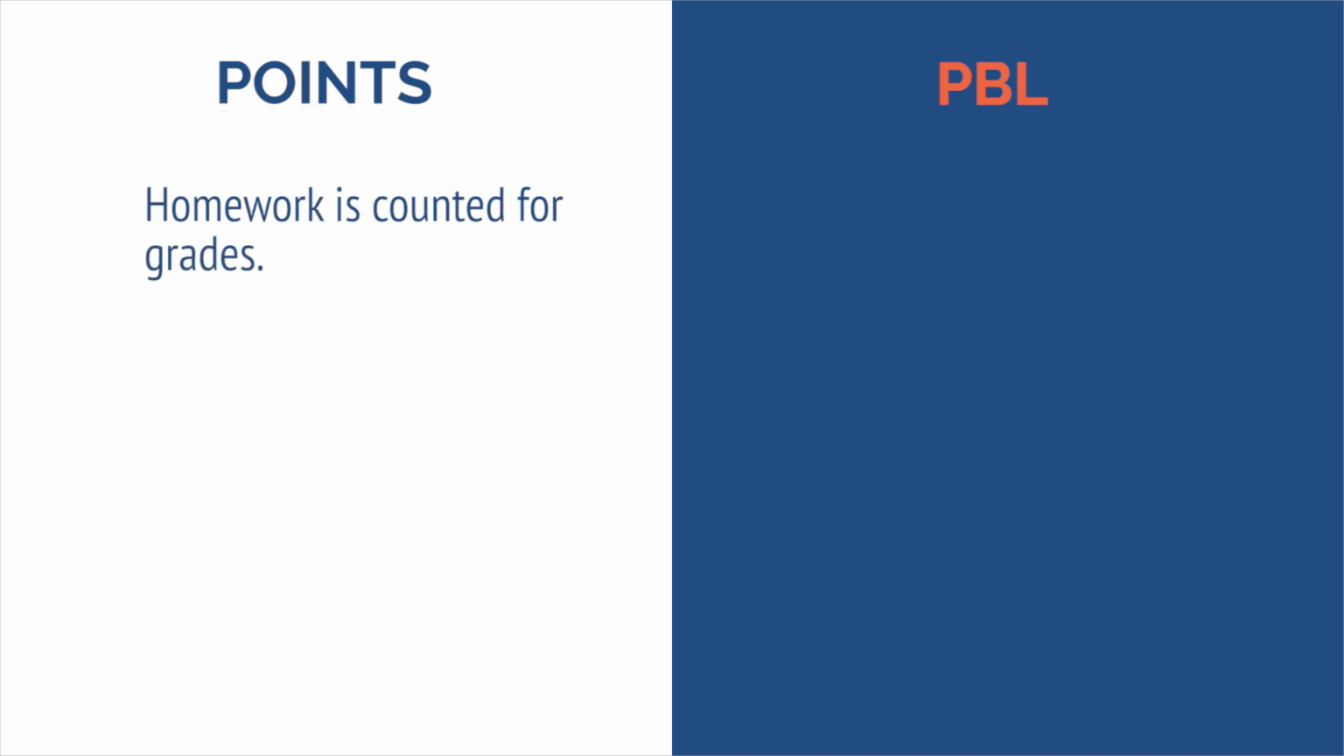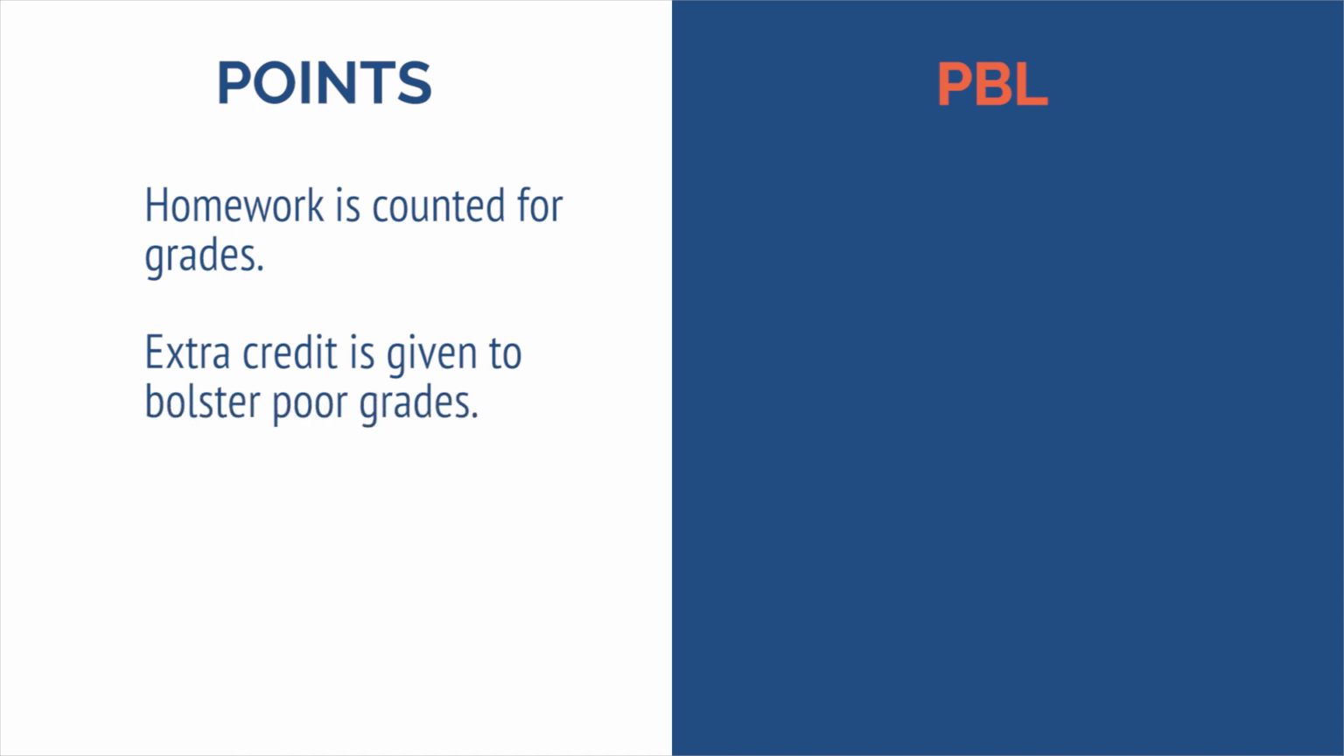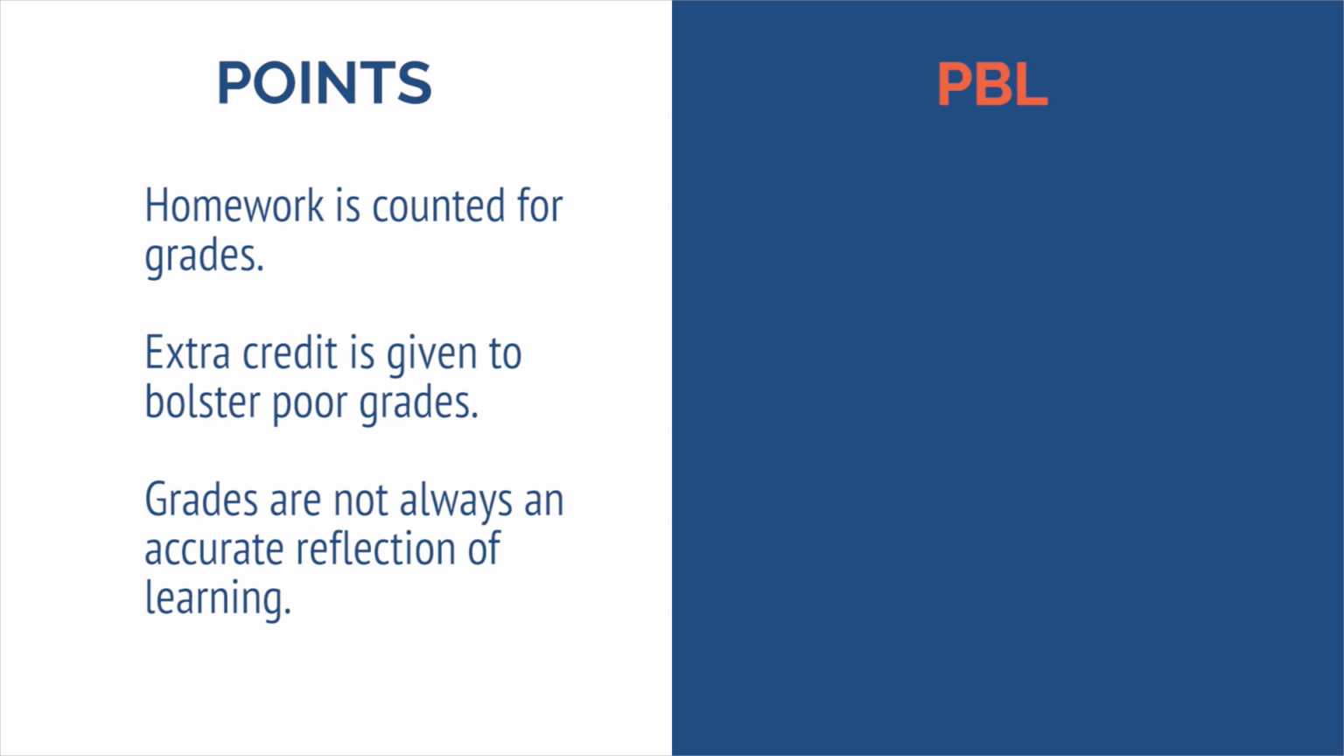Now that we understand the guiding principles of proficiency-based learning, let's look at how it differs from traditional point systems. With a point system, homework is counted for grades even though students are just learning new concepts. Extra credit may be given to bolster poor grades due to unlearned concepts. Grades are not always an accurate reflection of student learning because of penalties or rewards of student behavior, such as late work, completion, or participation.